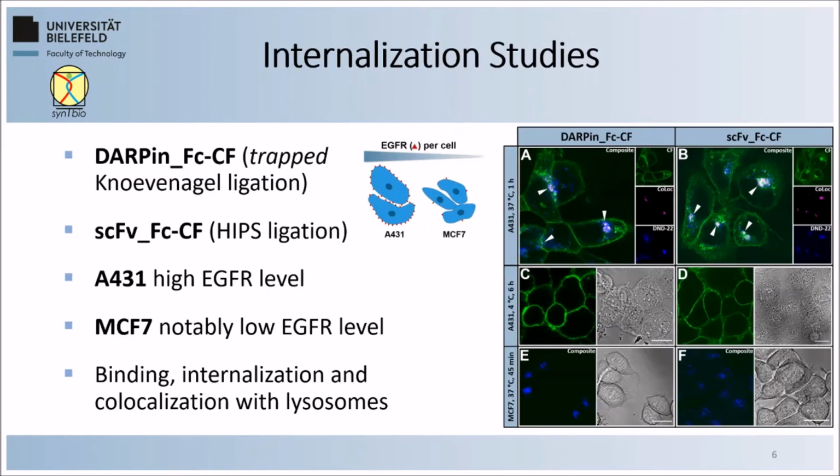We performed live cell imaging experiments with our dye-labeled antibody constructs on A431 cells with a high level of EGF receptors and MCF7 cells with a notably low level of EGF receptors present on the cell surface. Both constructs internalized and co-localized with the lysosomes upon binding to EGF receptor-rich A431 cells.